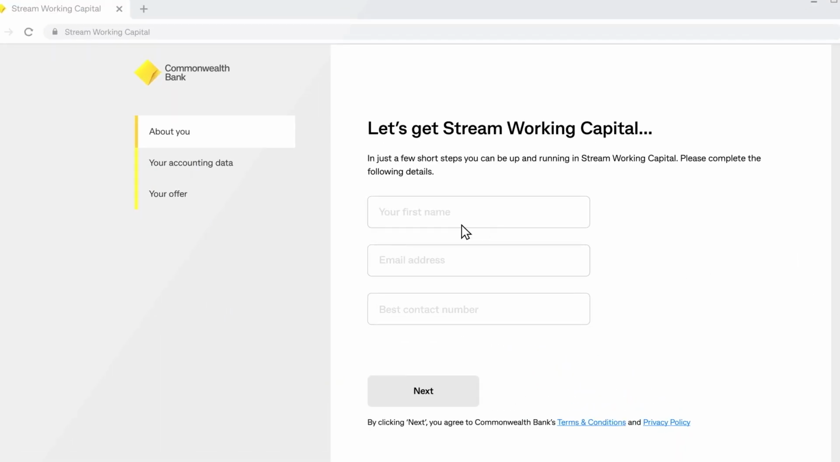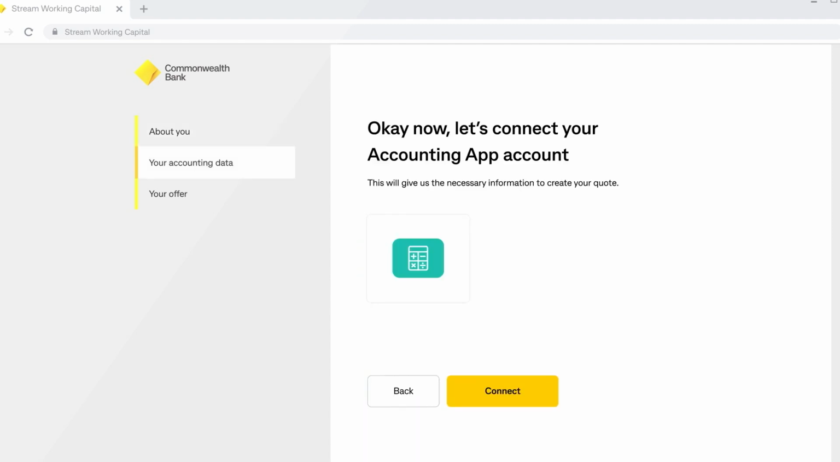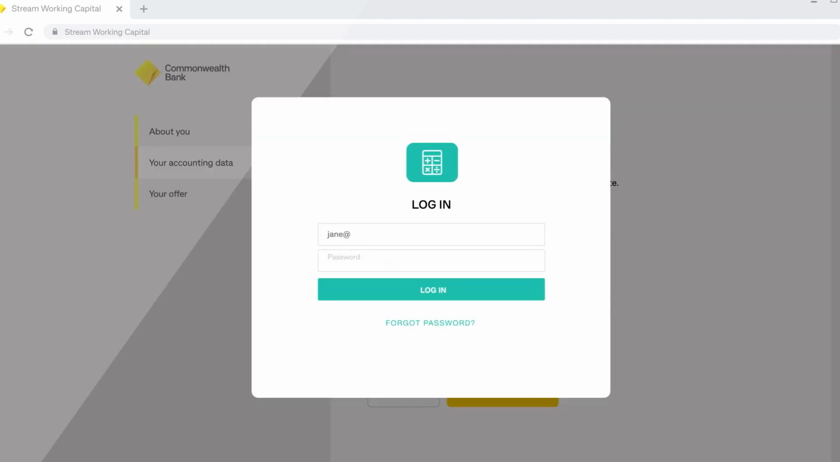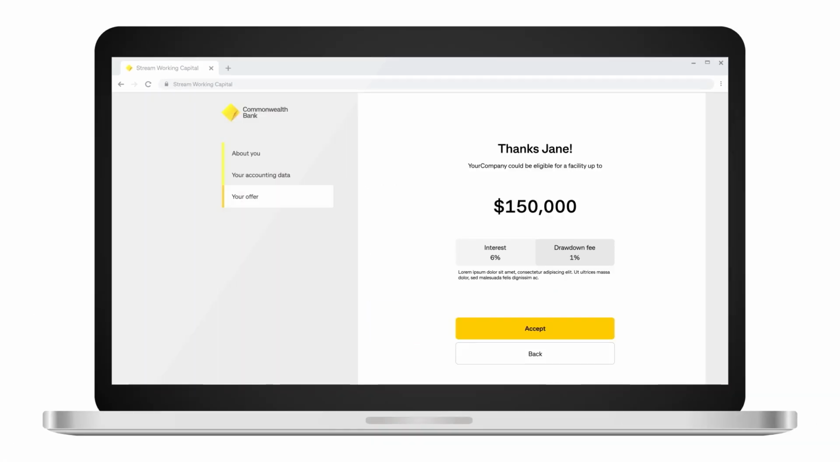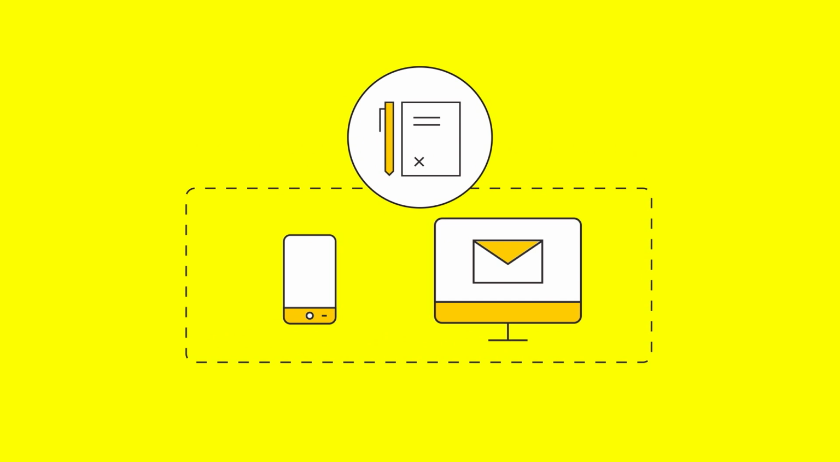It's simple and easy to set up. You just need to give us a few details about you and your business. Then simply connect to your accounting software. You'll instantly see a potential credit limit, and if you're happy, click Accept. We'll then get in contact with you to finalise the legal documentation and any outstanding approval requirements.